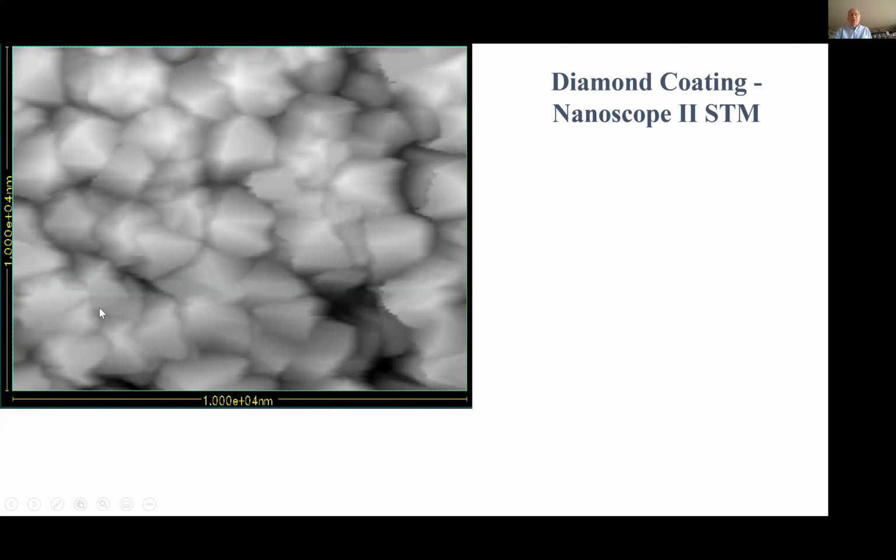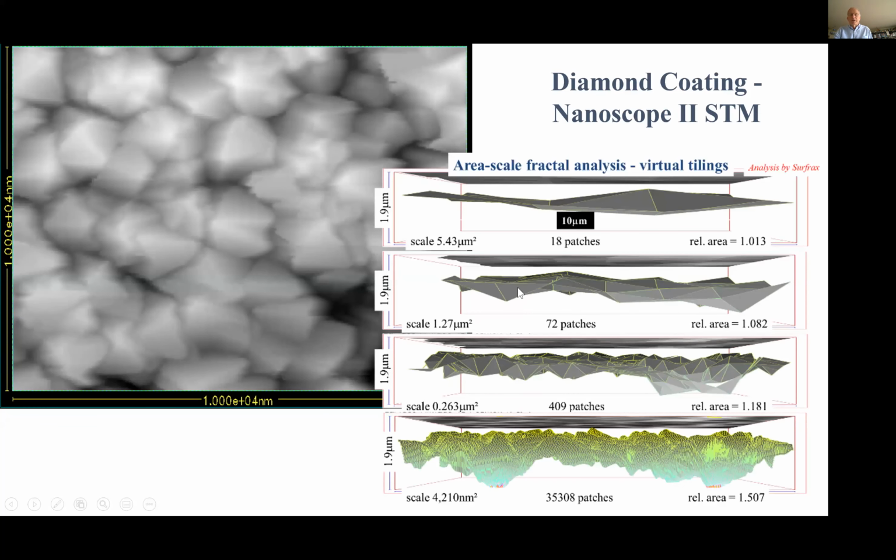So here's another example. This is a very early one, and as a result, it's the one that we often put in the standards for area scale. Here's the tilings, and this is a diamond coating on a silicon substrate measured with a scanning tunneling microscope at UNC Charlotte, where I had some friends. So using large triangles, the relative area is fairly small, and here you can see we've got almost 50% more area than we did at these larger scales. The scale here is in the thousands of square nanometers, or fractions or whole numbers of square micrometers.